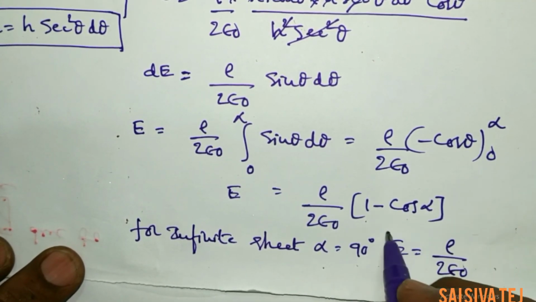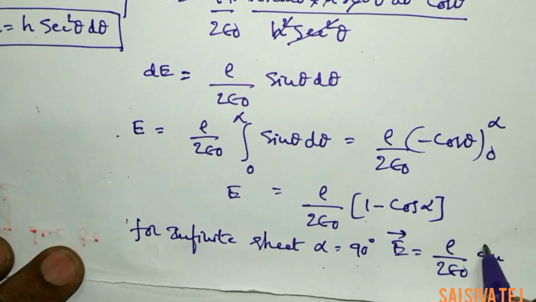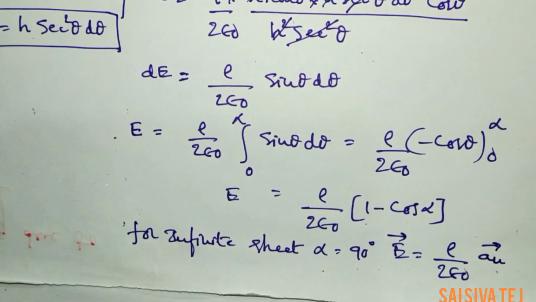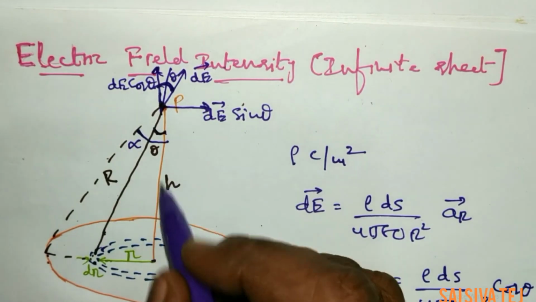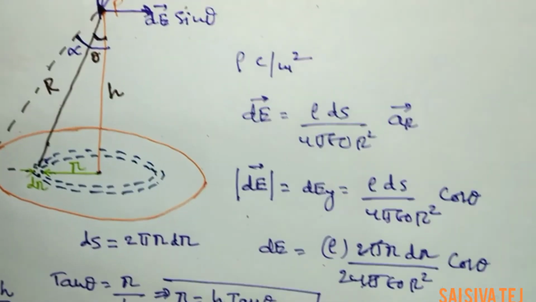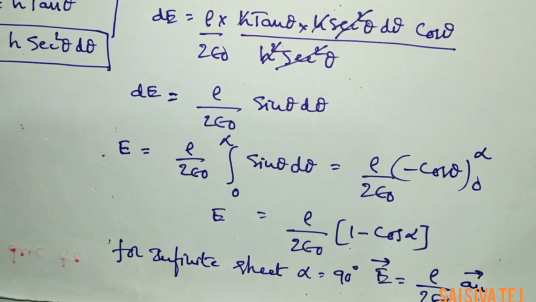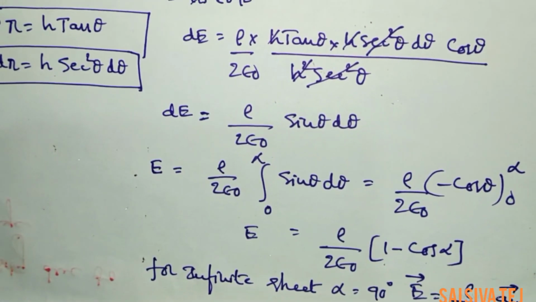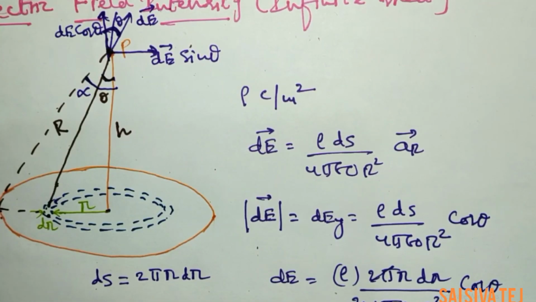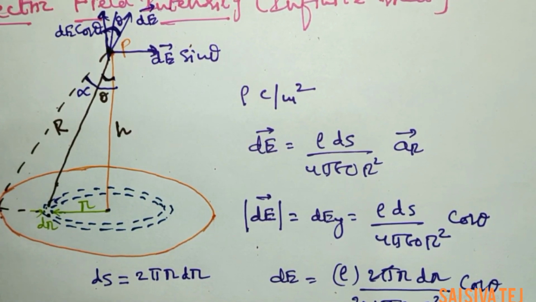This is the magnitude, and if you consider the vector, we are going to have an bar, where an is the unit vector perpendicular to the disk. So along this direction we are going to have the electric field intensity. So that is how we have to find out the electric field intensity due to infinite sheet of charge. That is all for this session. In the next session, I will be explaining a few problems related to the electric field intensity of line charge and sheet of charges.